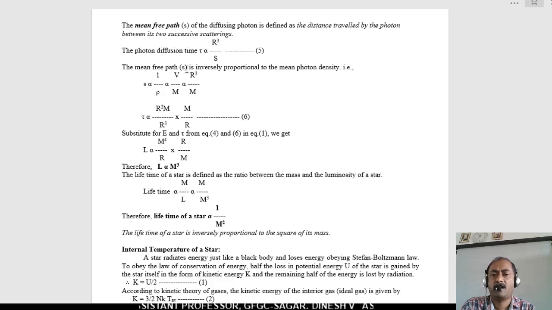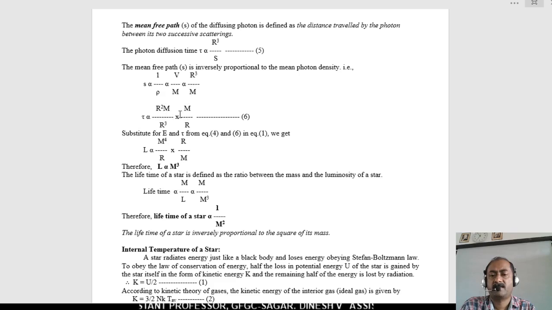The mean free path is inversely proportional to the mean photon intensity. That means S is proportional to 1 by rho, the density of the star, and density means mass per unit volume, so it becomes V by M. Volume is 4 by 3 pi r cube, and M is the solar mass. Here 4 by 3 is constant, hence it is proportional to r cube by M. Therefore tau equals r square m by r cube into m by r.